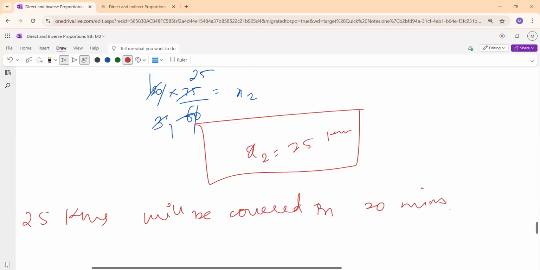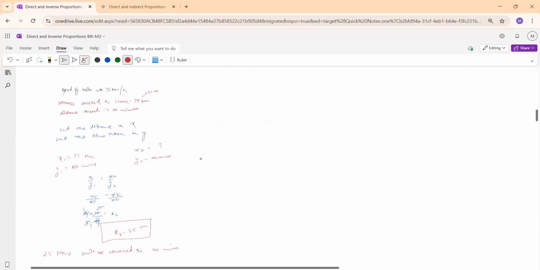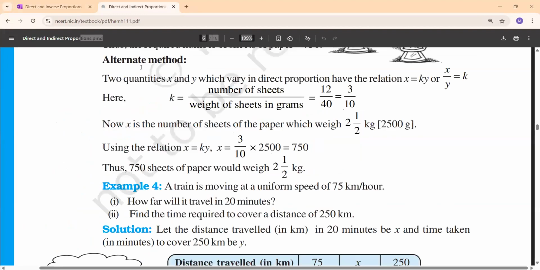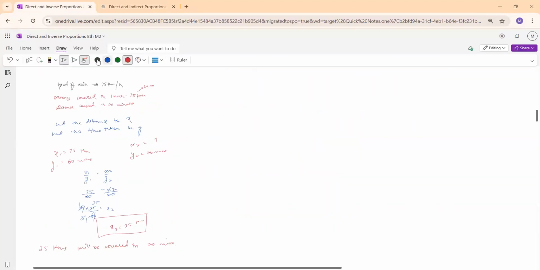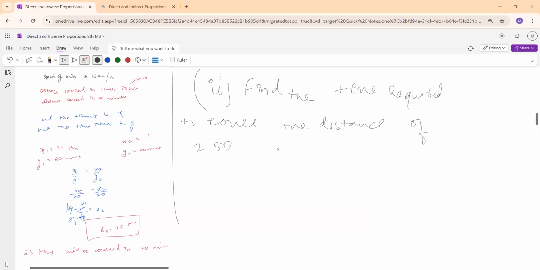Manisha and Priyanka, both, are you clear? Yes, sir. Write this down and then try the second part, that is, find the time required to cover a distance of 250 kilometers. Please try it down also. First write this, then try it down.